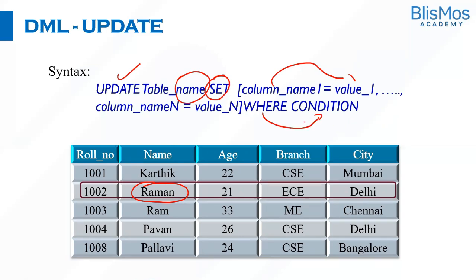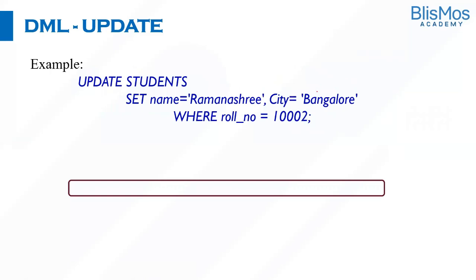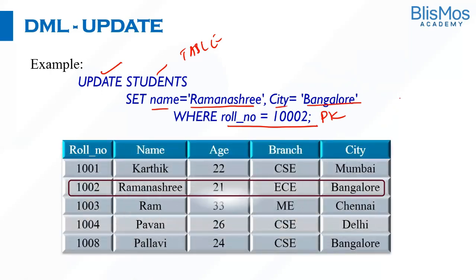In this case, if I want to update Raman, we'll say update, this is the table name, and set name to Ramanasri and city to Bangalore. Obviously, you need to provide which record you want to update. That can be done by specifying the primary key. After running this command, we'll get this particular record updated. Raman has been changed to Ramanasri and the city has been changed to Bangalore.